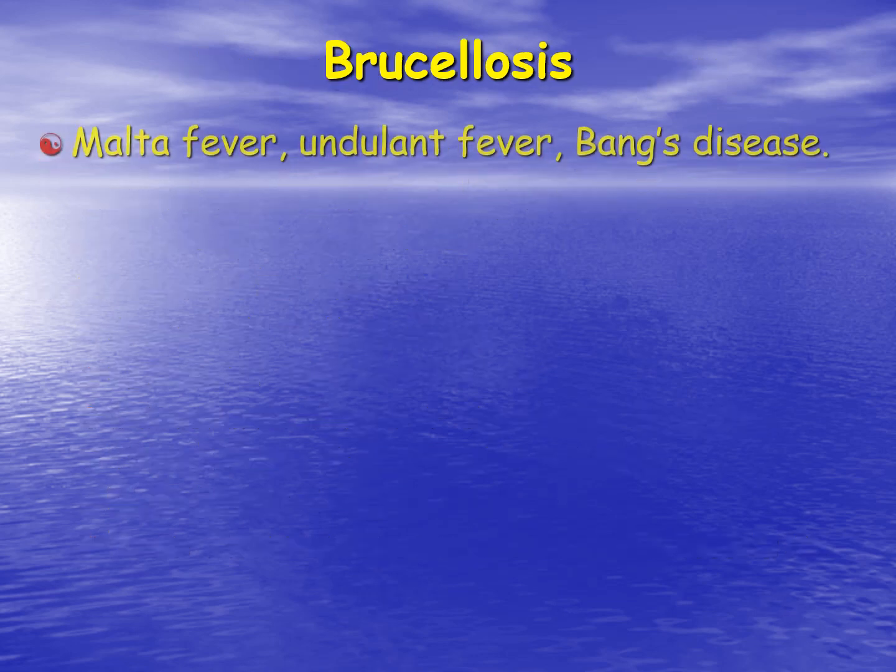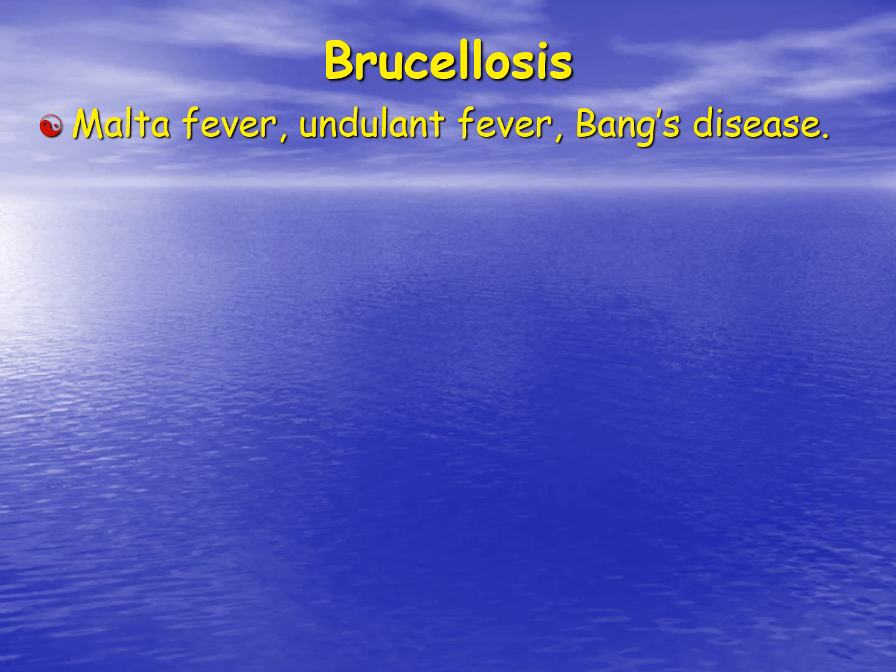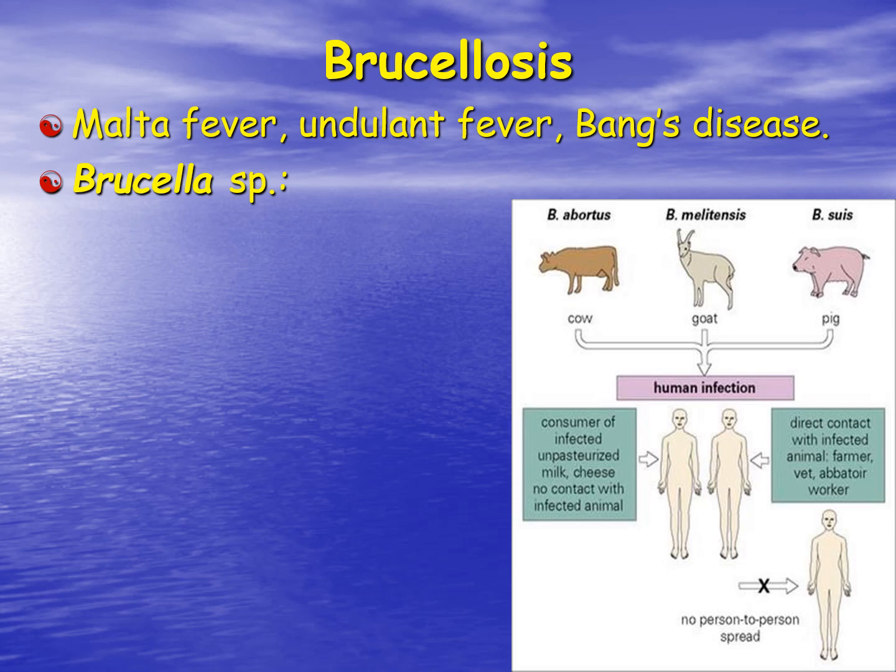So brucellosis, this is sometimes also known as Malta fever, undulant fever, or Bang's disease. It's actually caused by a number of Brucella organisms, Brucella abortus, Brucella melitensis, and Brucella suis. And so all of the brucellosis actually come from cattle, goats, or pigs. And all three of these can infect humans. Oftentimes the humans actually pick it up through unpasteurized dairy products, even though they've not been in contact with the animal, or they can actually simply be in direct contact with these animals.